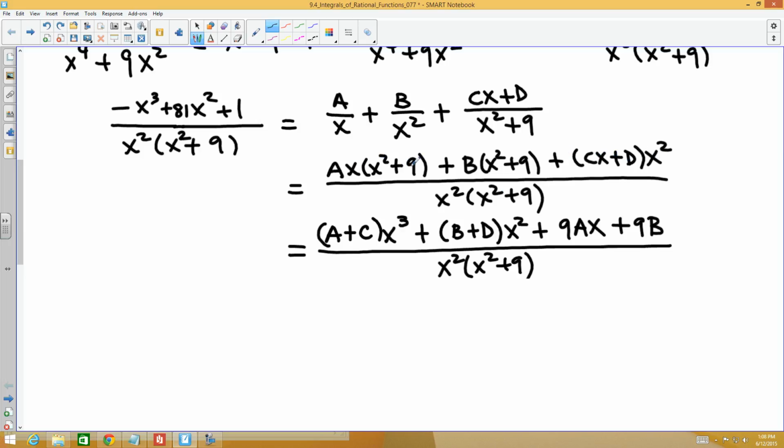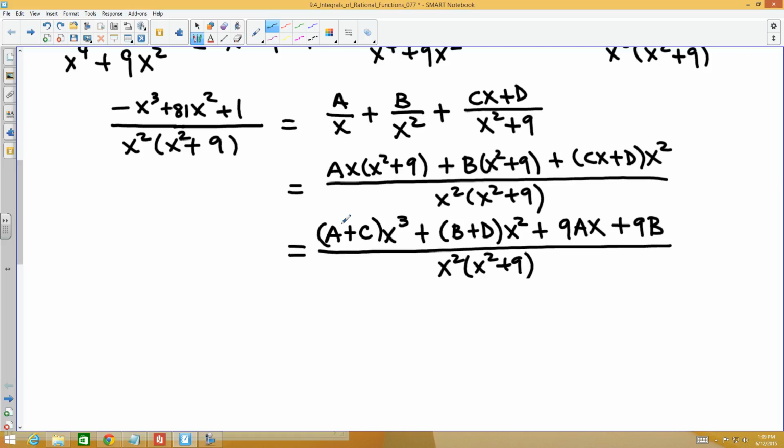Now distributing ax here, we get a times x^3, and then ax times 9, which is 9ax. Then here we get bx^2 + 9b, and we get cx^3 + dx^2. Every term has been taken into account. So we simplify and get this numerator. Now it's time to do the matching: we match the coefficients of like terms.